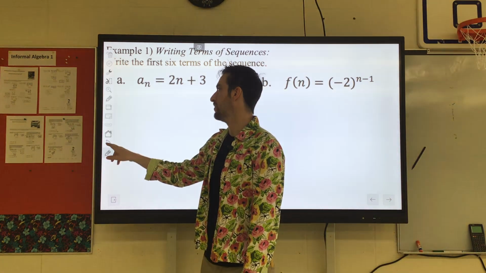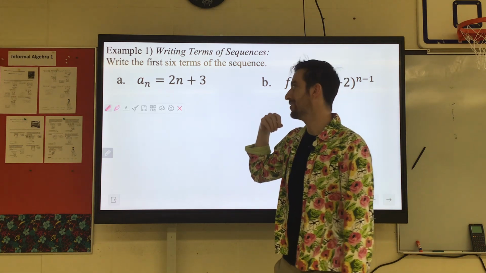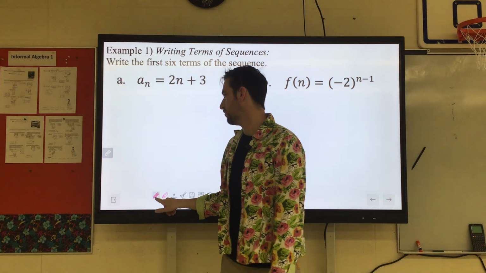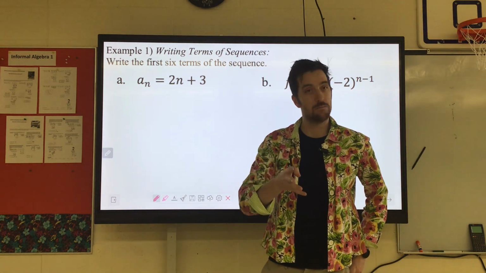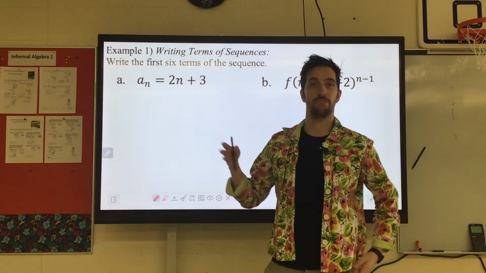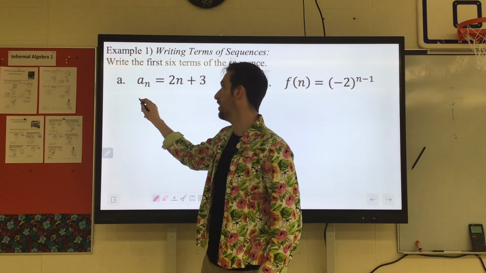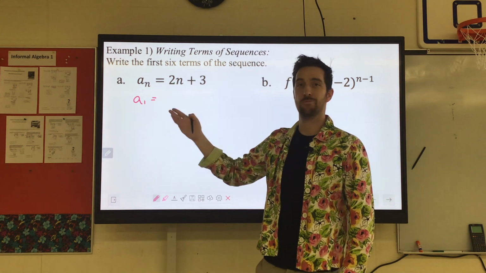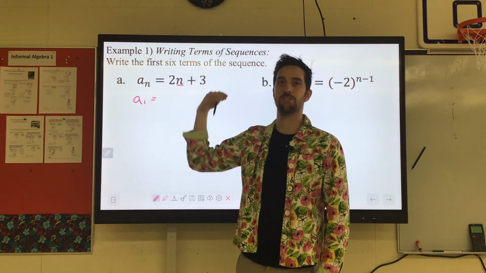So what they've given us here, this a sub n equals 2n plus 3, that is like a rule. It's almost like a function for the terms in the sequence. So a sub n, again, is similar to function notation. The way we would write the first term is we would say a sub 1. That means the first term. And you're going to just put in a 1 in the n place. The n represents the term number.